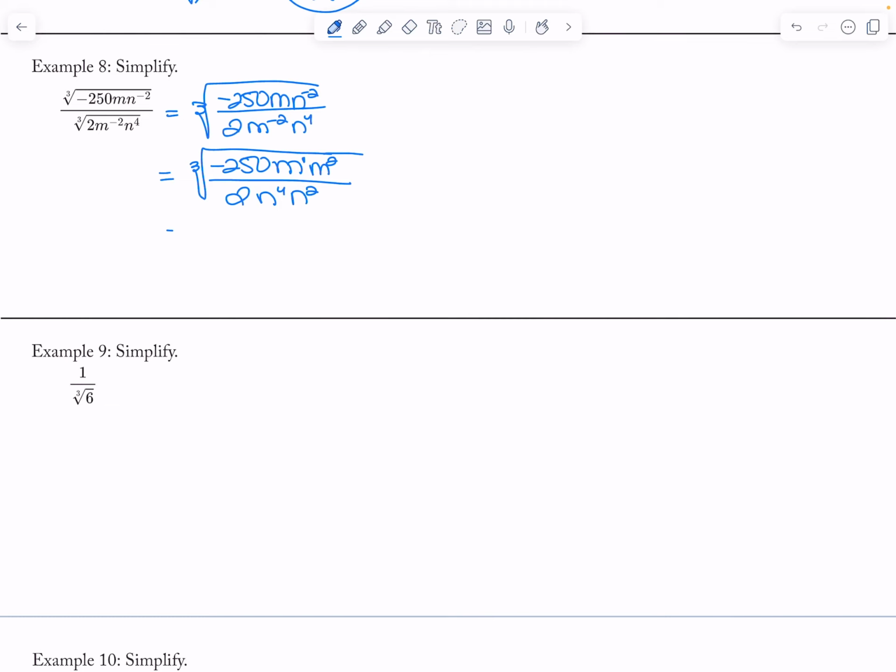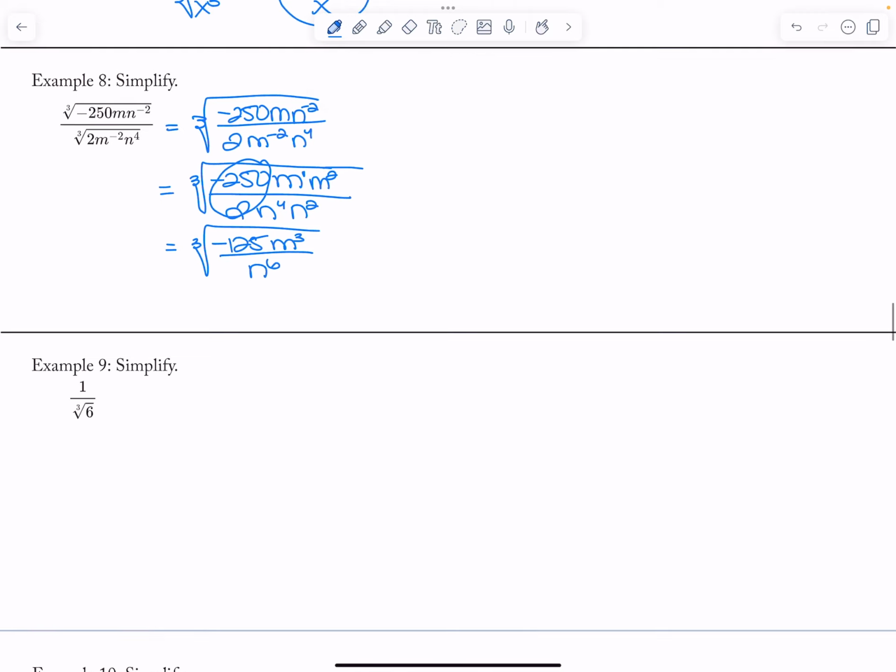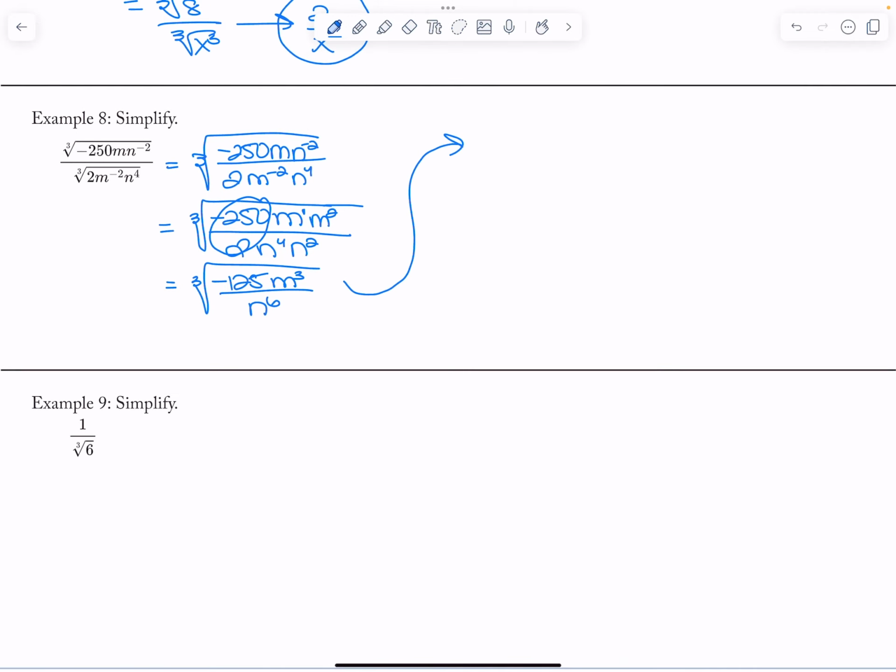So negative exponents either move within the denominator to the numerator or vice versa. So now I have the cube root of 250 divided by 2 is negative 125. I'm going to have m cubed in the top, and n to the 6 in the bottom. So now I can separate everybody up. The cube root of negative 125, the cube root of m cubed, and then the cube root of n to the third, and the cube root of n to the third. So I have a negative 5m over n squared.